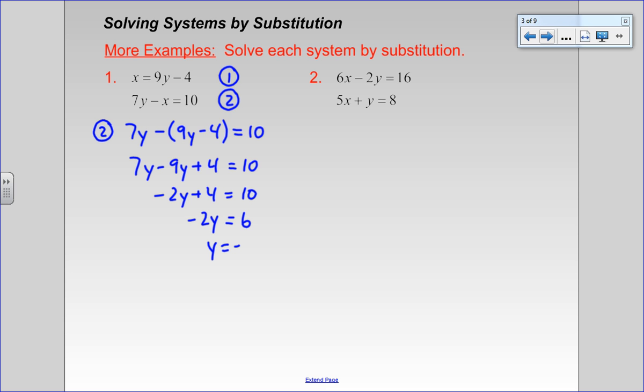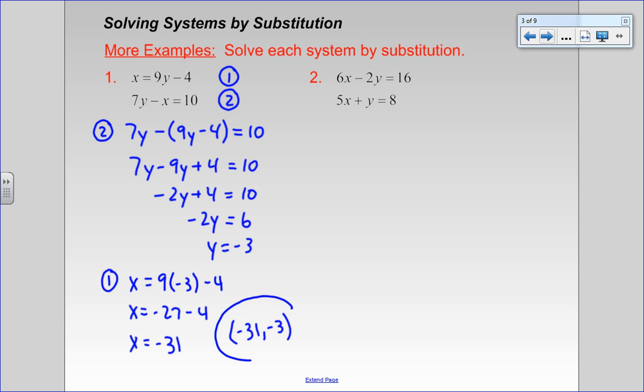we see that y equals negative 3. Now substituting back into equation 1 to find x, we see that x equals negative 31. Therefore, once again, we have a single ordered pair as the solution of our system. In this case, the ordered pair negative 31, negative 3, again indicating that if we were to graph these equations, we would see intersecting lines.